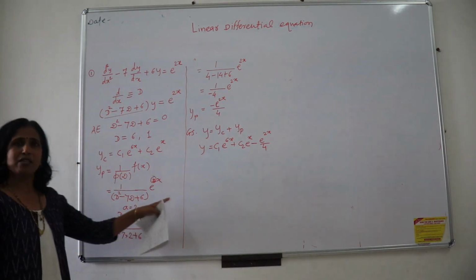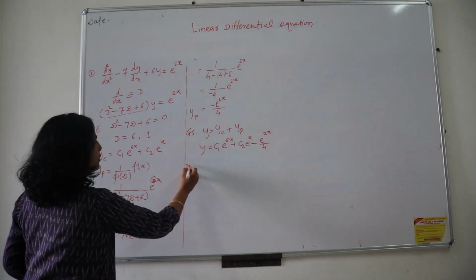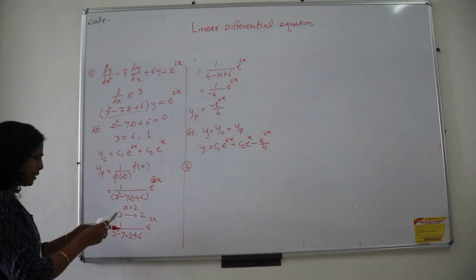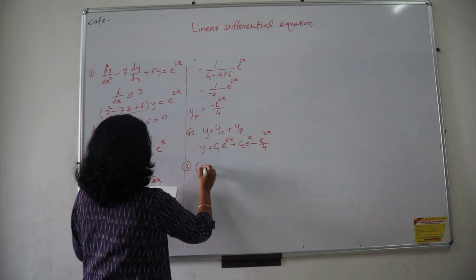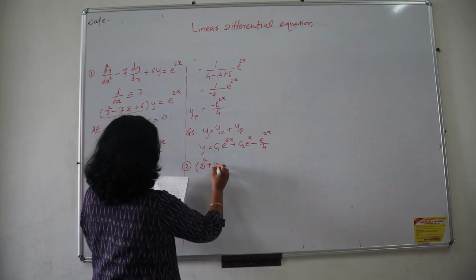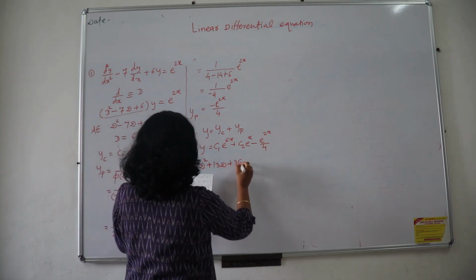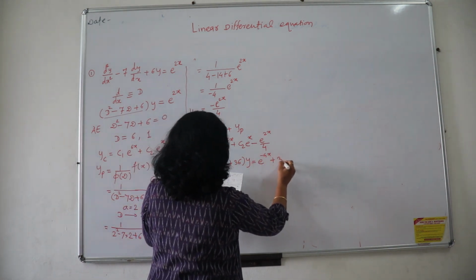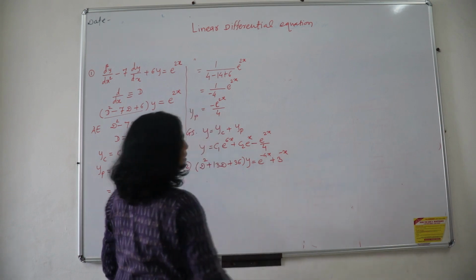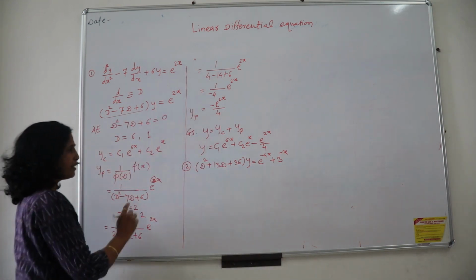Now you may feel this example is quite easy. Now let's move on to the second one. This is only to understand the basic concept, not more than that. No other purpose is there. So here (d square plus 13d plus 36) y is equal to e raised to minus 4x plus 3 raised to minus x. Made a little bit bigger, slightly different also.